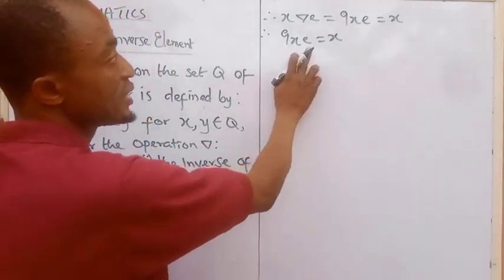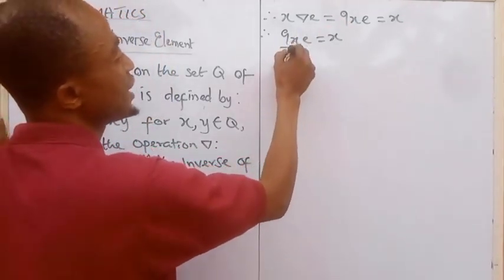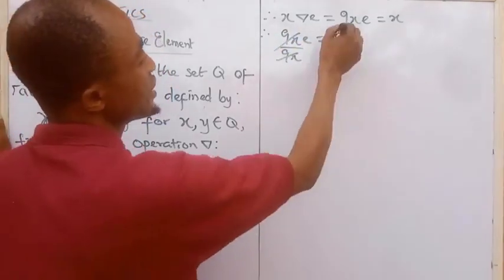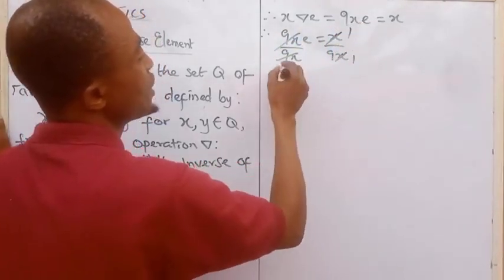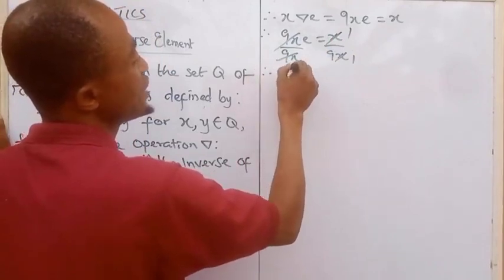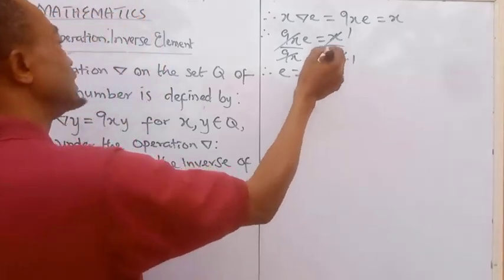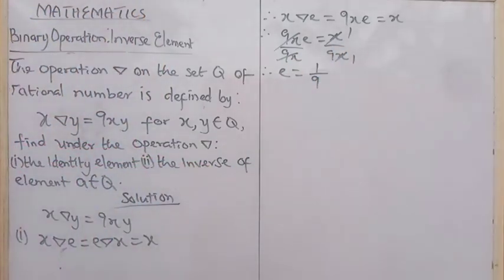We are looking for the identity element, so we divide both sides by 9x. Over 9x, we cancel 9x, x here 1, x here 1. So our identity element is equal to 1 over 9. This is the identity element, and that's the answer to Roman figure 1.